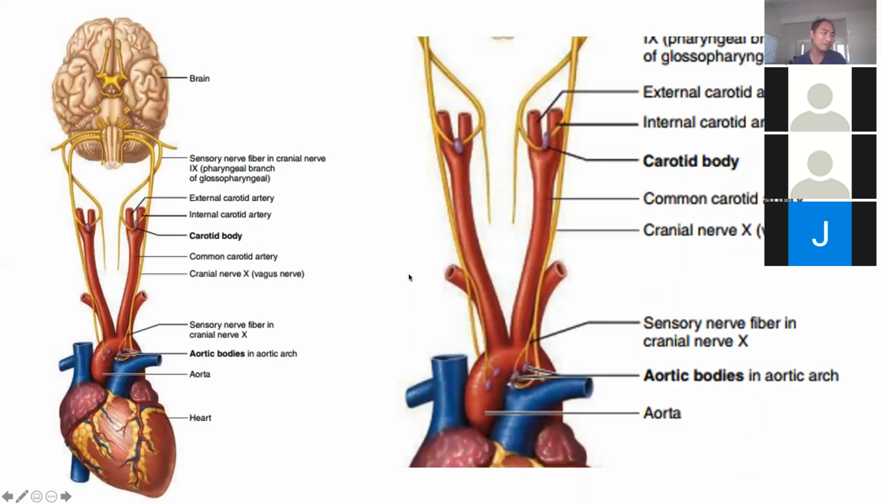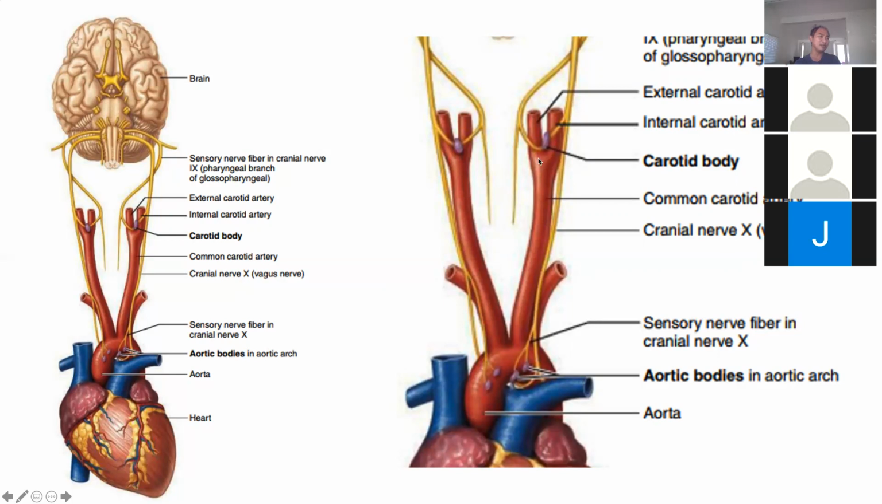So what am I going to show? Of course, I'm going to show you the chemoreceptors. You can see the aortic arch here. The aortic bodies will be located somewhere around here in the aortic arch. The carotid body will be at the bifurcation, where the common carotid artery divides into the internal carotid and external carotid.